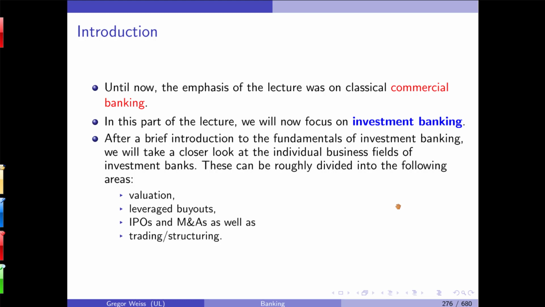IPOs, initial public offerings. If, for example, we have a company that wants to issue its stocks for the very first time publicly, if it wants to do an initial public offering, investment banks will help this company to perform the IPO for a fee. Mergers and acquisitions. If, for example, Daimler were to buy BMW, they would ask for investment banks to help them. Help them in what? What help do they need? What assistance?